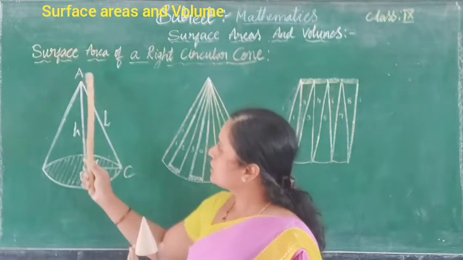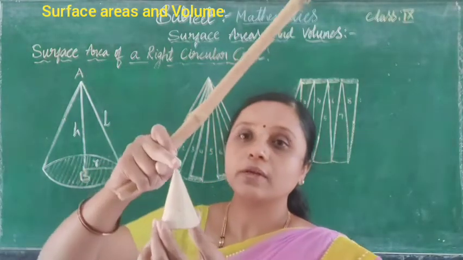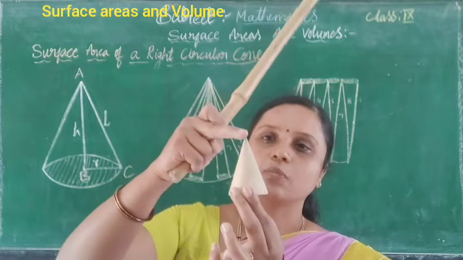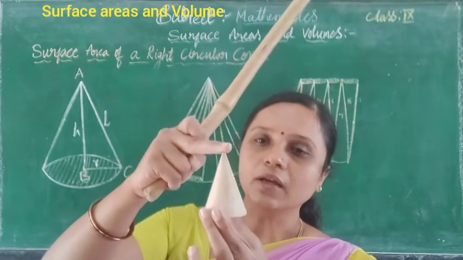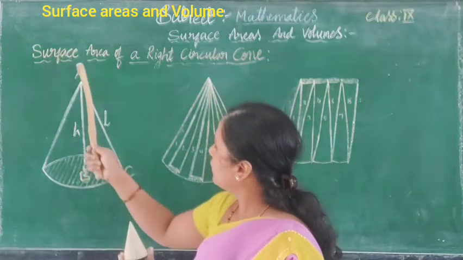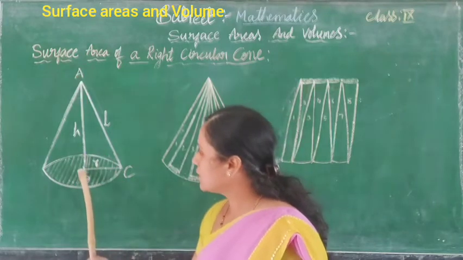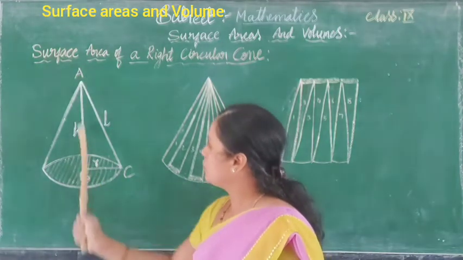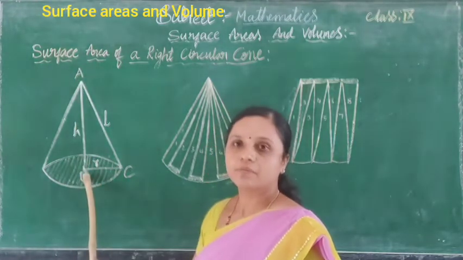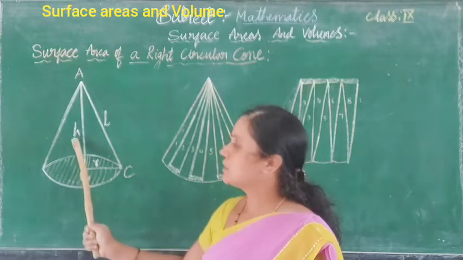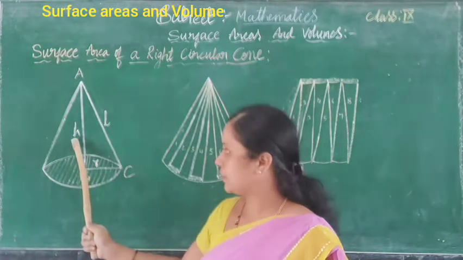This point A is called the vertex of the cone. Joining the vertex to the center of the base gives the height of the cone. This height is represented by the letter H.